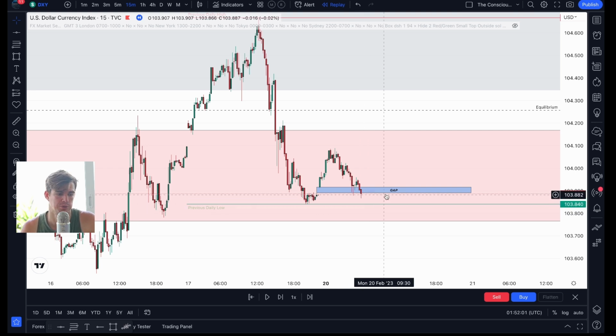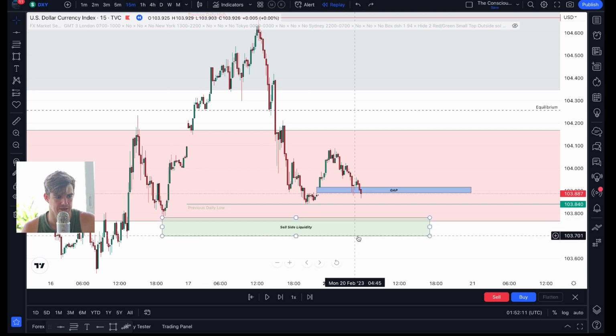Filled the blue box. So I was long on the dollar index. And yes, I got a bad entry, because in an ideal world I would want to be getting in at this sell side liquidity. Now, there's two ways of thinking of this. You can either trade it into the sell side liquidity, which would give you a bias of a weak dollar, and that would give you a long pound.